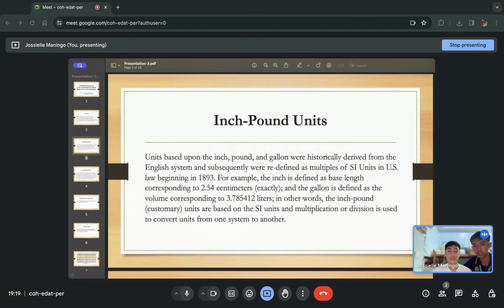This is inch and pound units. Units based upon the inch, pound, and gallon were historically derived from the English systems. Subsequently, they were refined as multiples of SI units in US law beginning in 1893. For example, the inch is defined as a base length corresponding to 2.54 centimeters exactly, and the gallon is defined as a volume corresponding to 3.78541 liters. In other words, inch-pound units are based on SI units, and multiplication or division is used to convert units from one system to another.